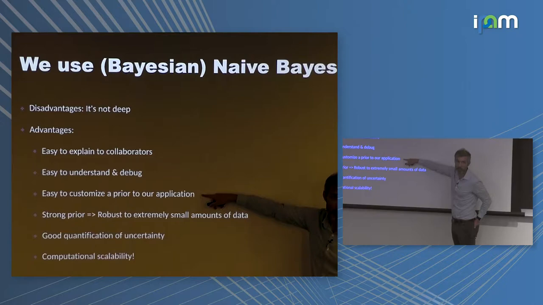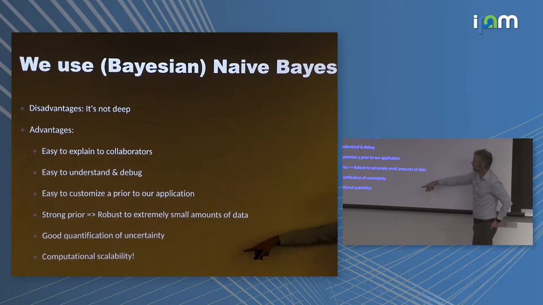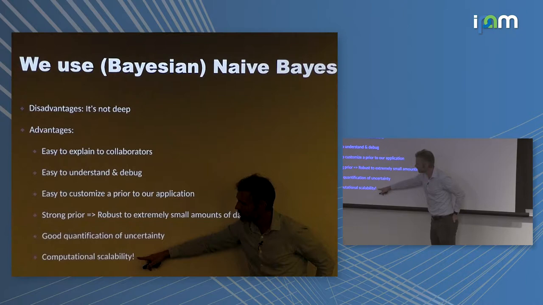The fact that we have a strong Bayesian prior makes it robust to extremely small amounts of data that we deal with. When we did our first recommendation of experiments to run, we had on the order of 20 measurements. Because it's a Bayesian method, we get good quantification of uncertainty. That's going to be really important for making recommendations about what experiments to perform. And also, the structure of the naive Bayes model turns out to give us really good computational scalability, which I'll describe. So here's how it works.